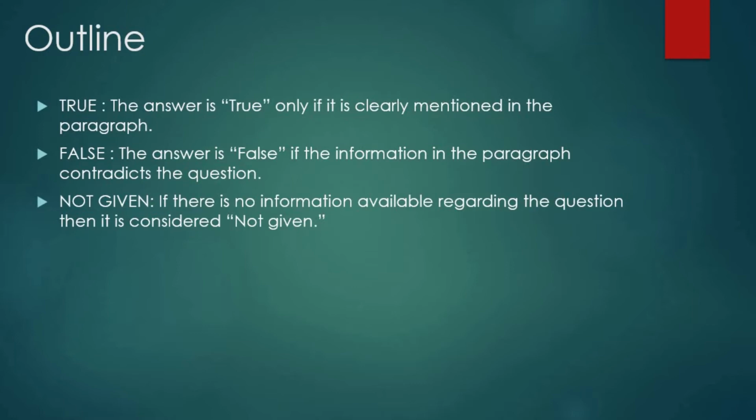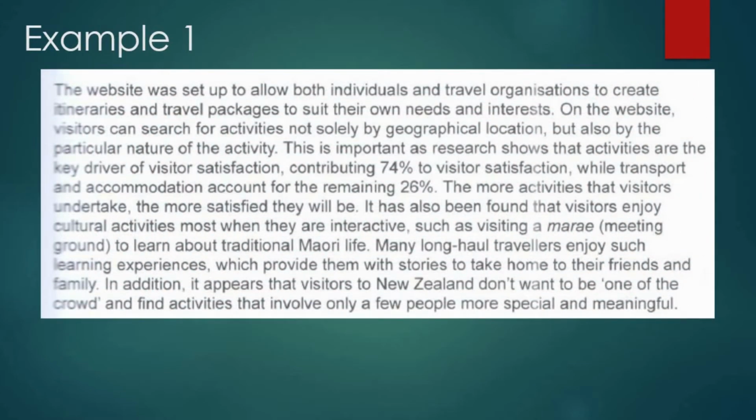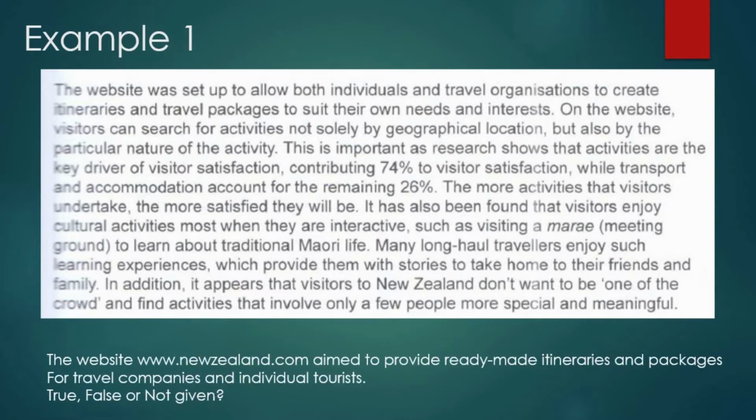Let's see some examples so that you can get a better idea on how to solve such questions. Now pause the video and read the paragraph. Done? Let's look at the questions. Now the question is: the website www.newzealand.com aimed to provide ready-made itineraries and packages for the travel companies and individual tourists. True, false or not given.